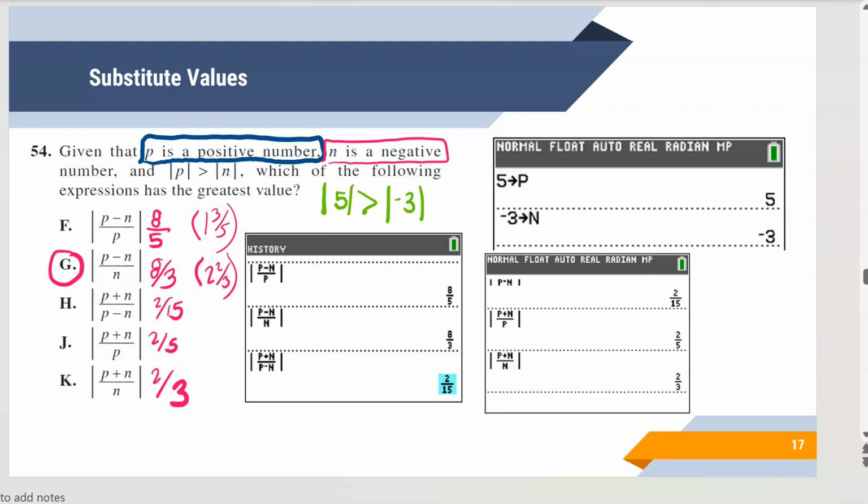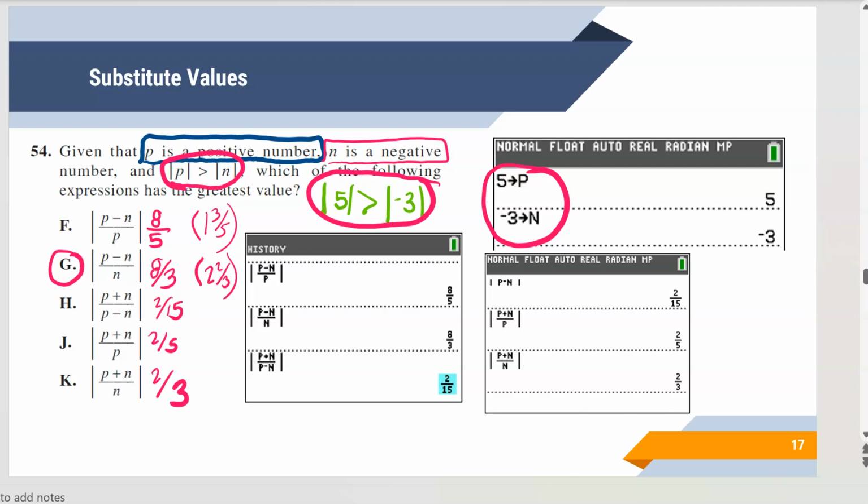Okay, on this one, we had to pick some values. We were told that p is positive and n is negative. So you can see I chose those numbers. We also were told that this had to be true. So when I put my values in, I had to make sure the absolute value of 5 was greater than the absolute value of -3, which it is. Okay, so that's what we have.